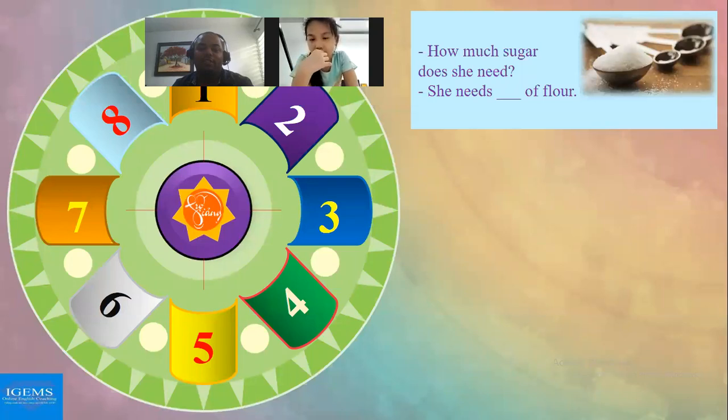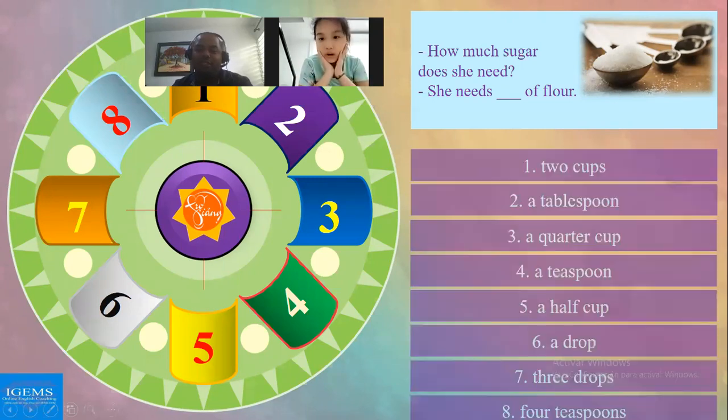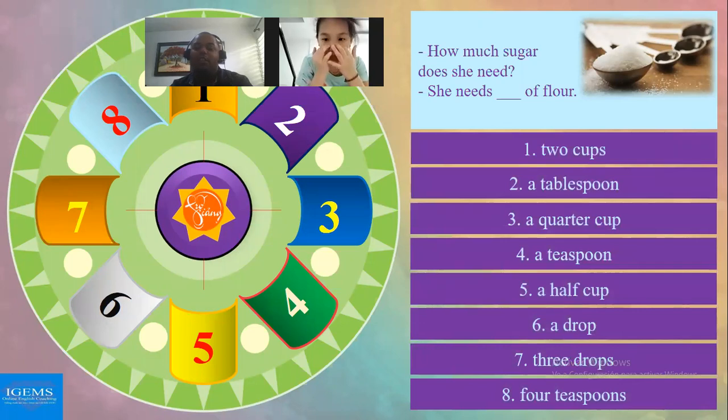She needs 1 cup of flour. Let's check there. She needs 1 cup. Let me see. 2 cups, a tablespoon, a quarter cup, a teaspoon, a half cup, a drop, 3 drops, or 4 teaspoons. What is it? A cup? A cup. 2 cups. Look at there.